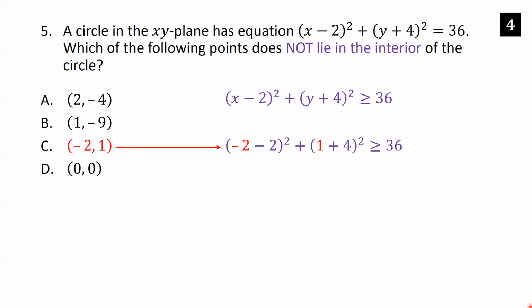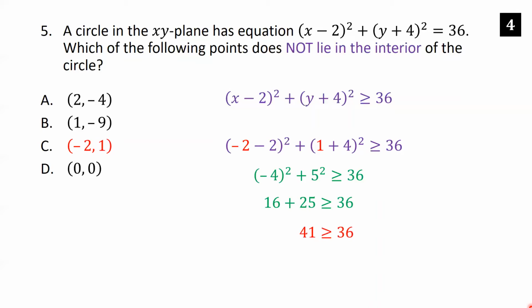Since it's not in the interior, it should be the opposite of less than, which is greater than or equal to. Okay, so I'm just going to take choice C as my first guess, plug that point in and see if it works. So I'm replacing x by -2 and y by 1. And we get -4 squared plus 5 squared is greater than or equal to 36. Or 16 plus 25 is greater than or equal to 36. And that simplifies to 41 greater than or equal to 36, which is true. Therefore, choice C is in fact the answer.